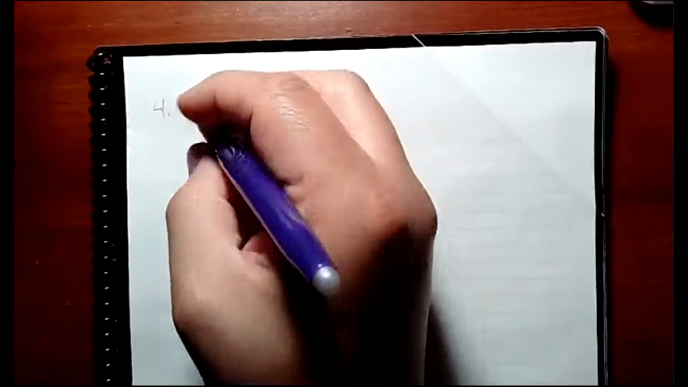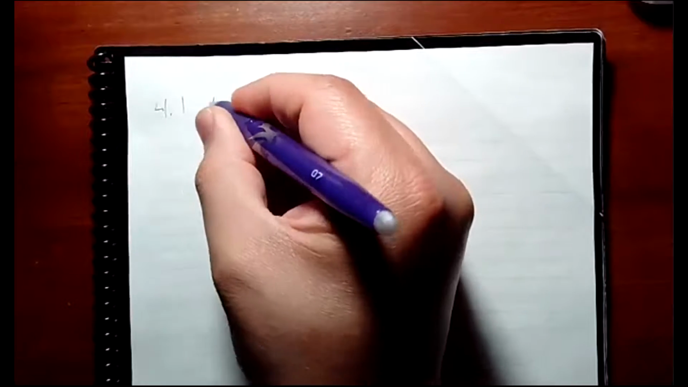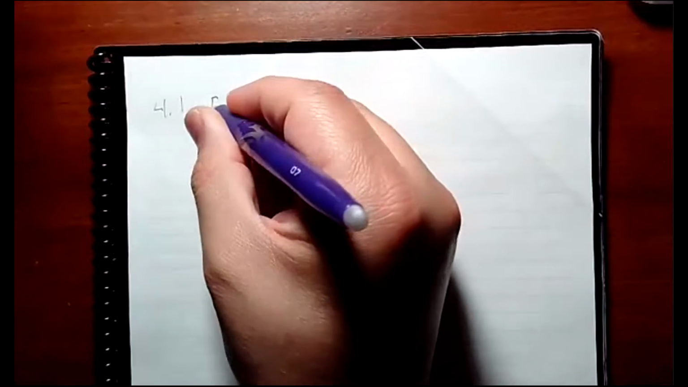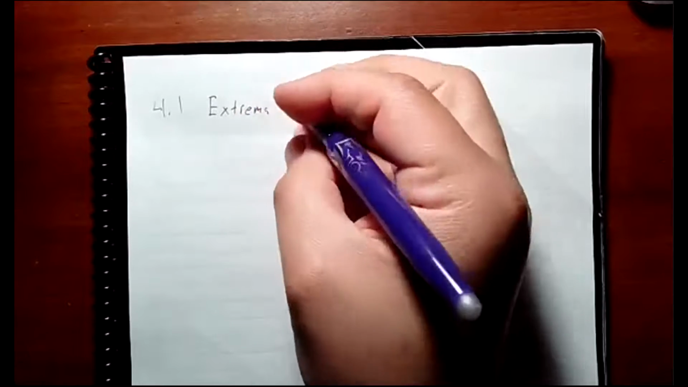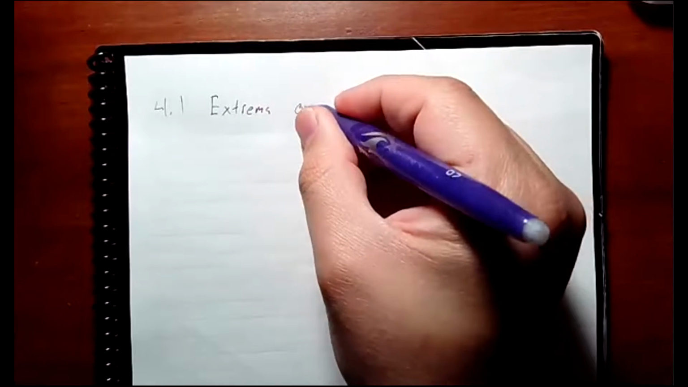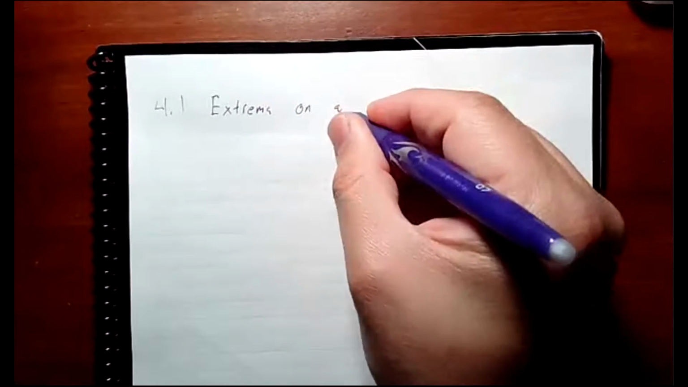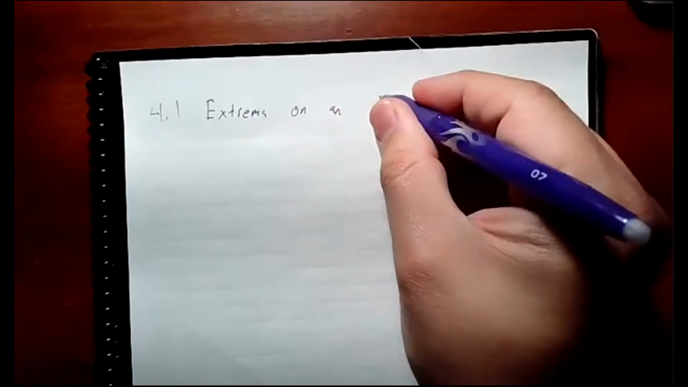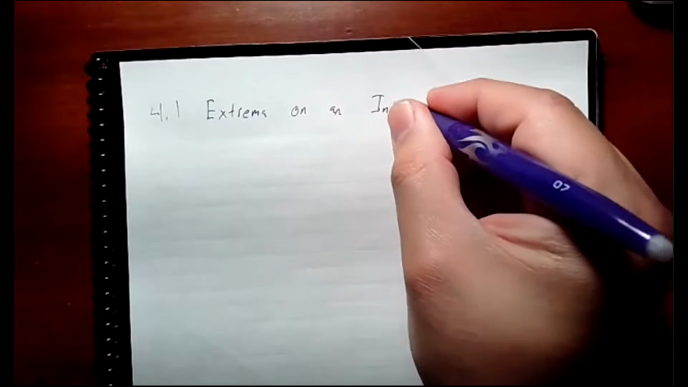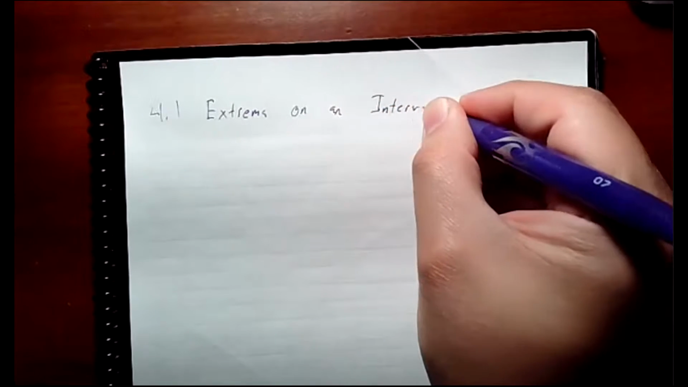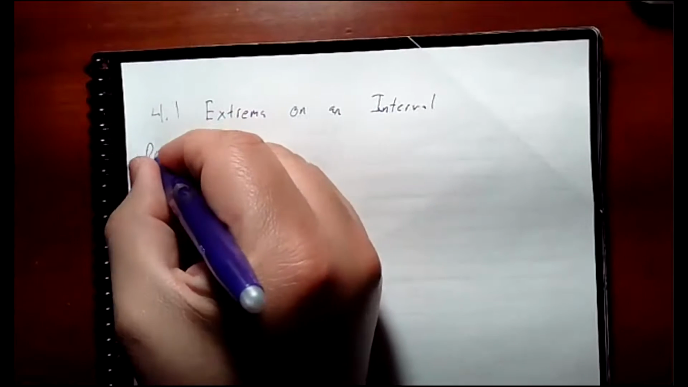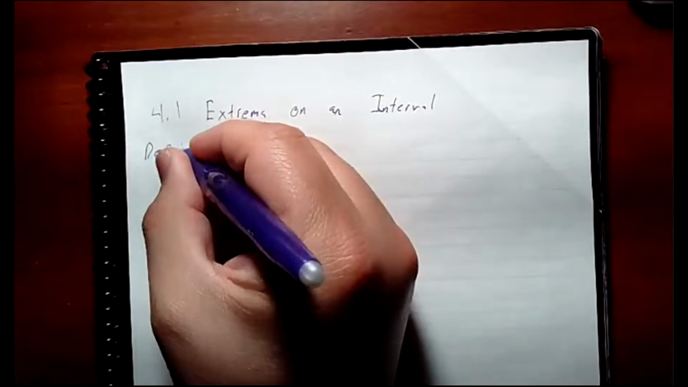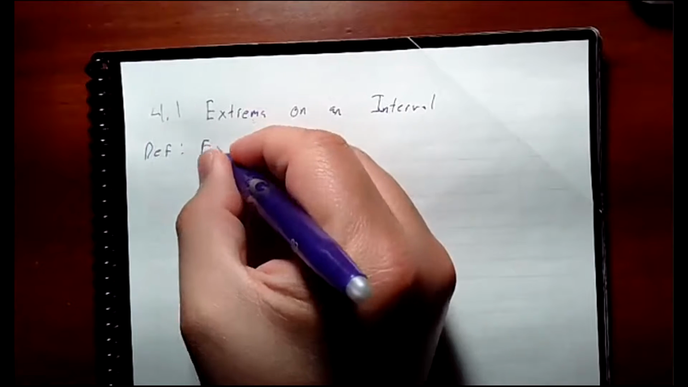Section 4.1 is extrema on an interval. Sorry. So let me give you the definition of extrema first.